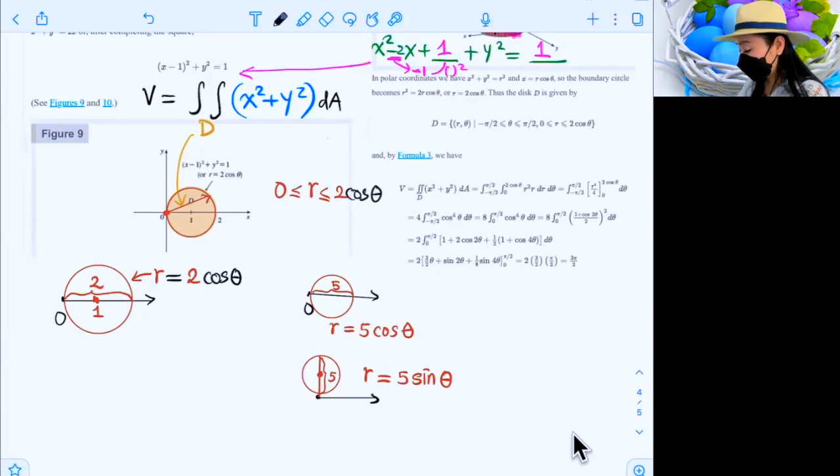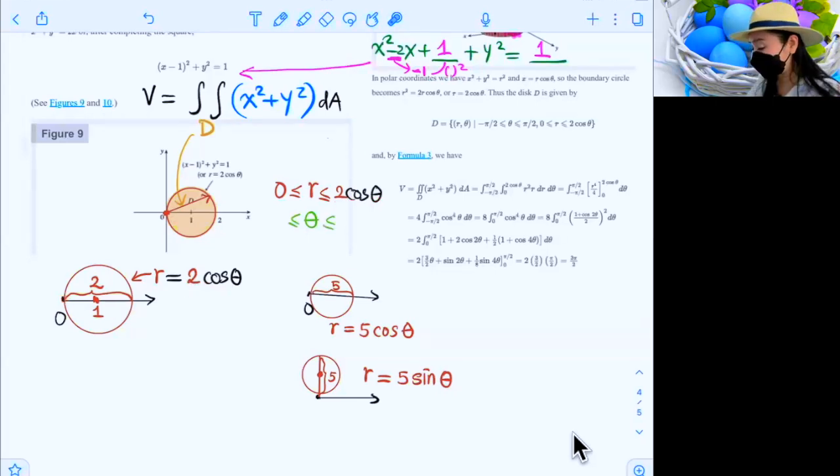And what happened to theta? Theta changed from what to what? If you complete this, theta changed from negative pi over 2 to pi over 2. And how do you do this? Well, how can you find out this theta? You can set 2 cosine theta equal to 0.